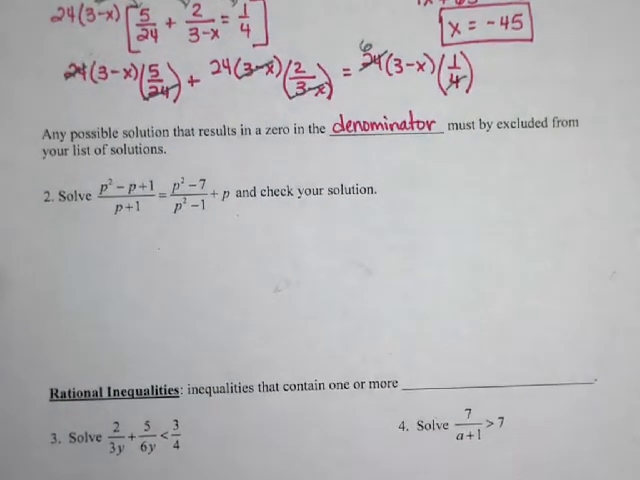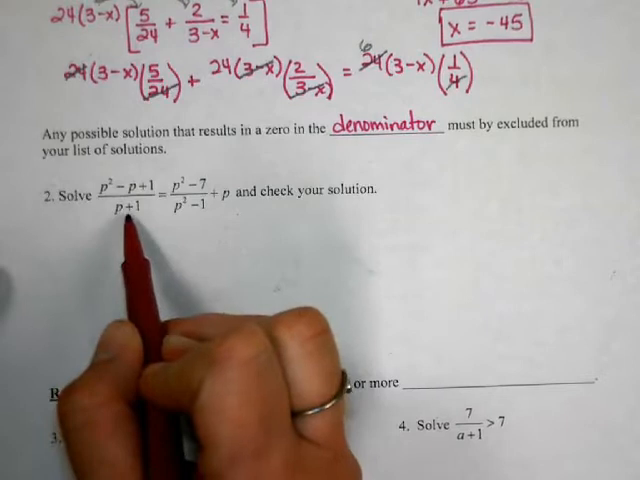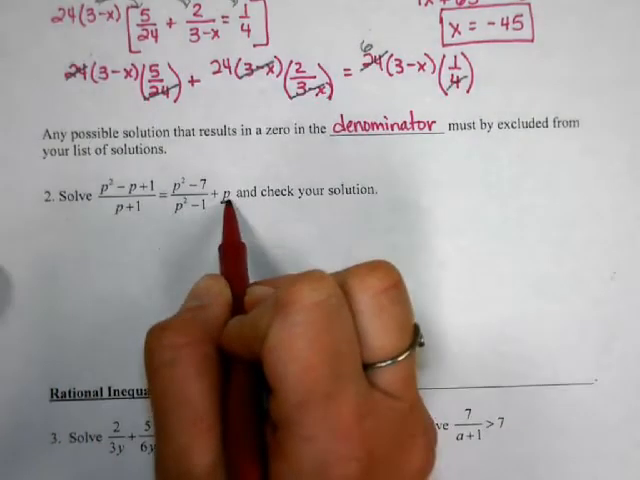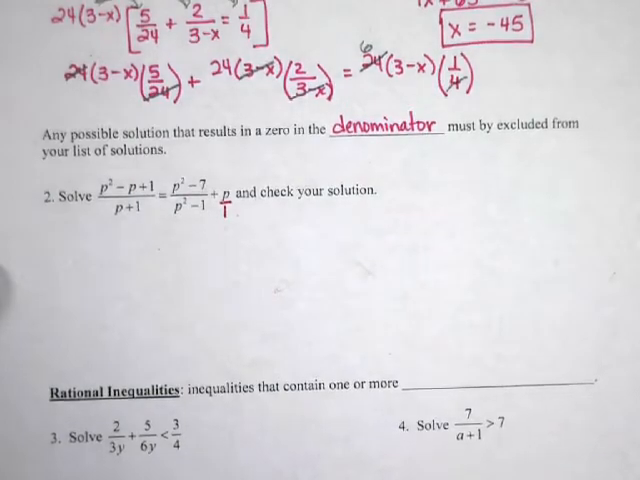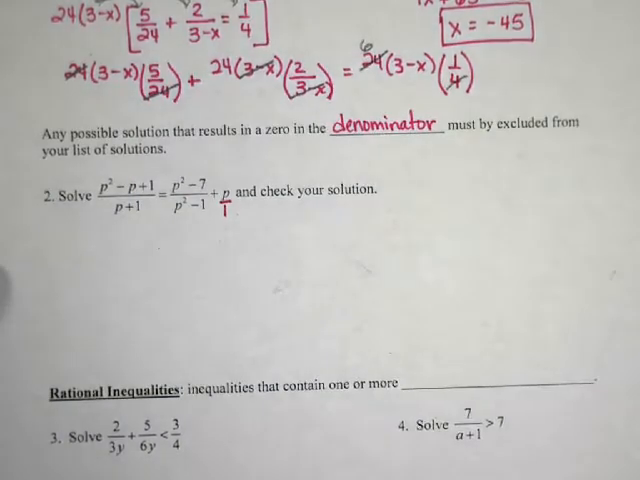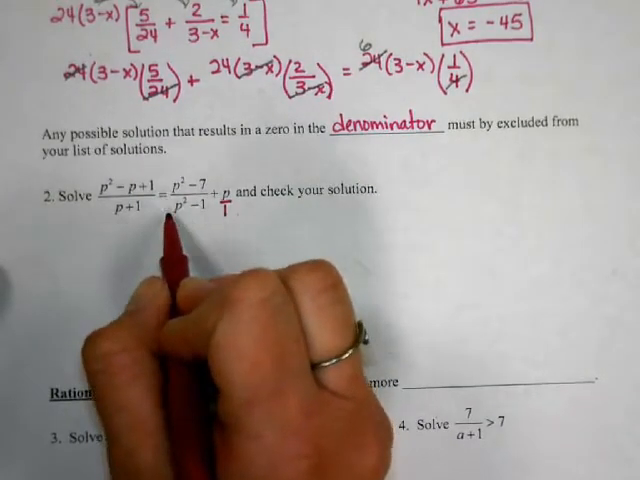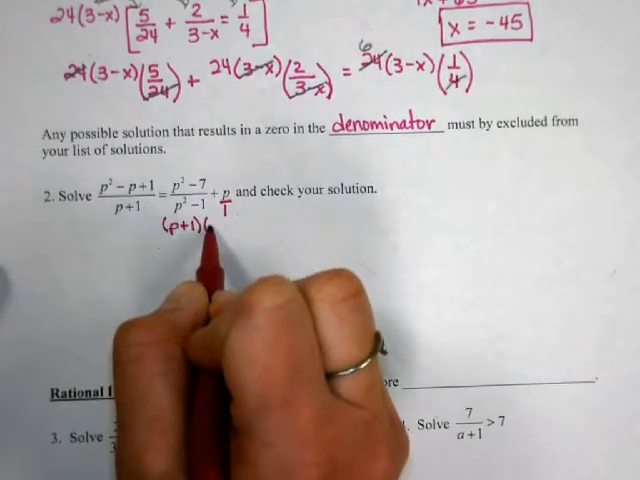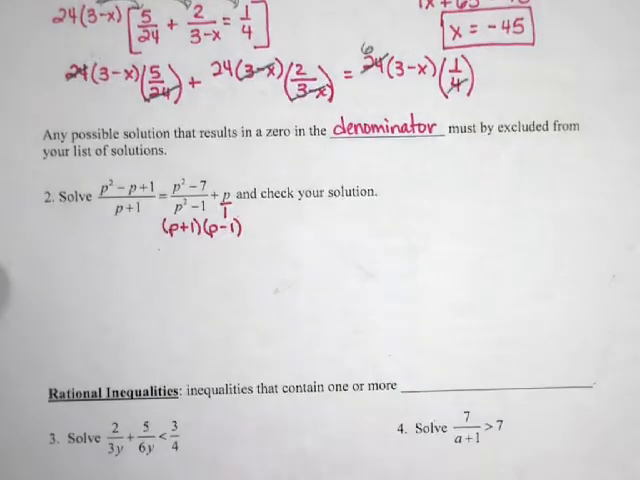Okay, number 2. It looks like I'm going to have to do some factoring first of all. I have a denominator here of p plus 1, and I have a denominator here of p squared minus 1. And this one's hanging out, and it has a denominator of 1 as well. So I'm going to go ahead and factor this one. It's the difference of squares. So p plus 1 and p minus 1.